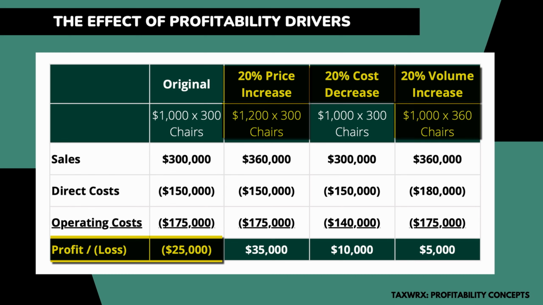The end profit numbers are displayed along the bottom, and as you can see, the results are pretty clear. Increasing price and decreasing costs are the two best ways to improve profitability. Our 20% price increase has resulted in a 240% increase in profitability. Our 20% cost decrease resulted in a 140% improvement, and our 20% sales volume increase resulted in the smallest jump at 120%. What this all means is that sales volume increases just don't have the same impact. And in my opinion, they're also the hardest to achieve.